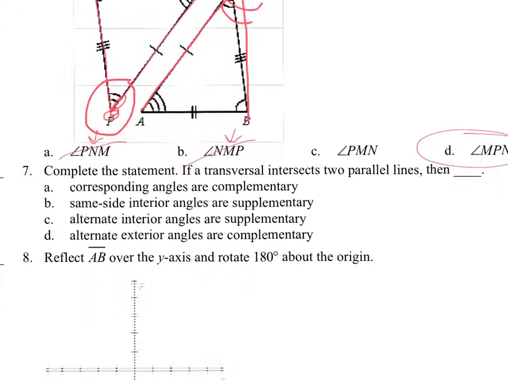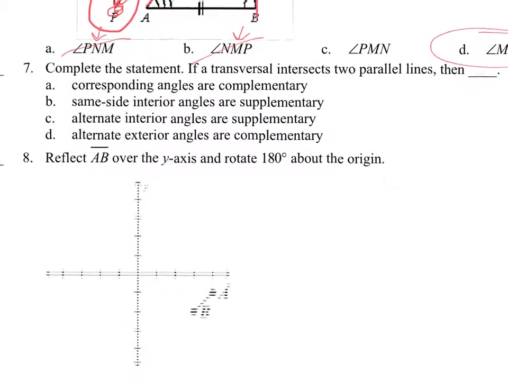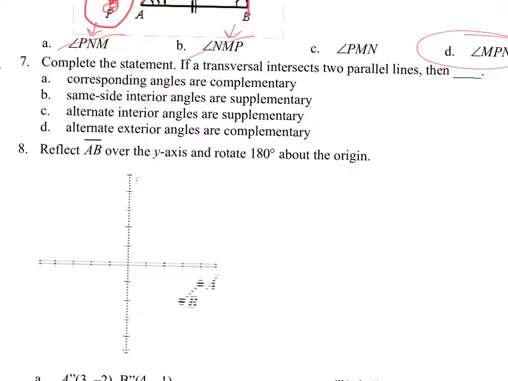All right, let's look at number 7. Complete this statement. If a transversal intersects two parallel lines, then, so which of these statements is true? Corresponding angles are complementary. Well, first of all, if it's talking about complementary, no, because they're either supplementary or congruent, not complementary. So we could eliminate that. Alternate exterior angles, we can eliminate that. They're not complementary. Our choices would be supplementary or congruent.